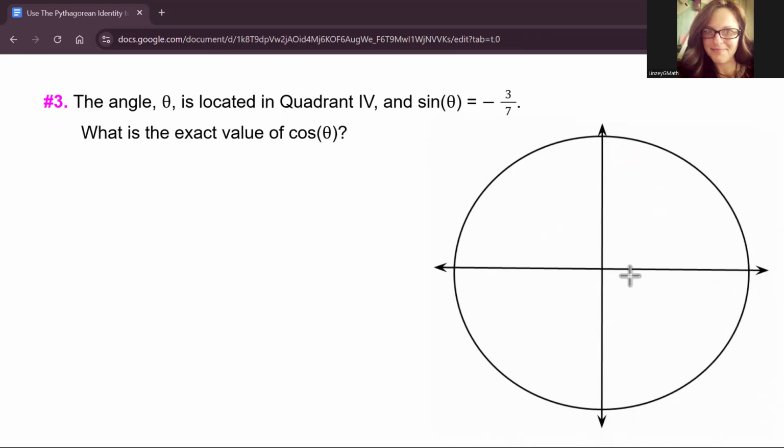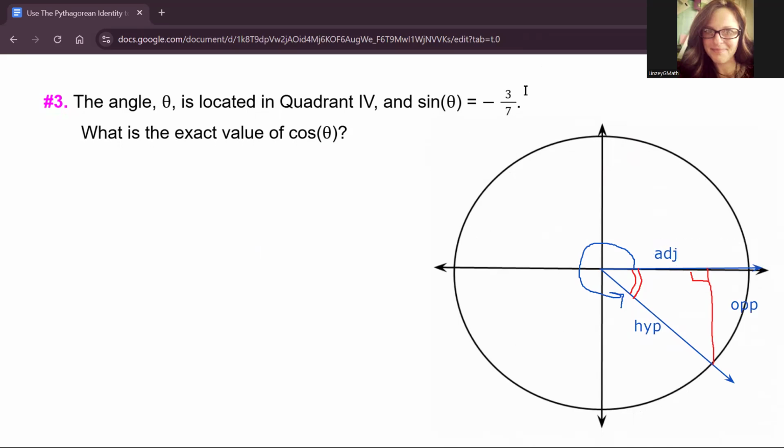Number 3, we are in quadrant IV, quadrant number 4. Here we are. There is our angle theta in quadrant number 4. I'm going to use this reference angle in between the x-axis and the terminal side of our angle to create a right triangle. And here is the opposite side, the hypotenuse, and the adjacent side.